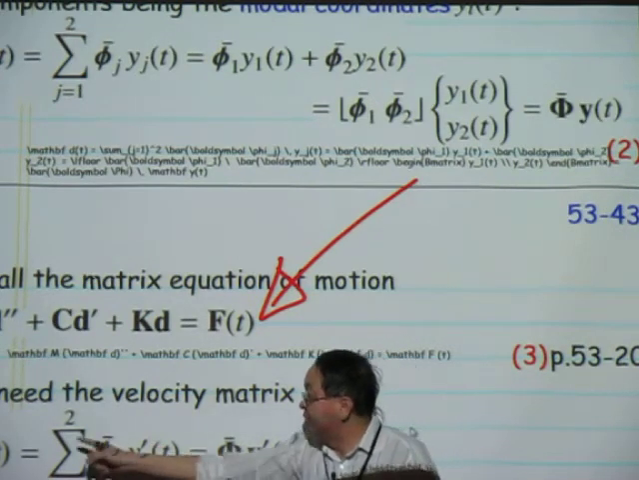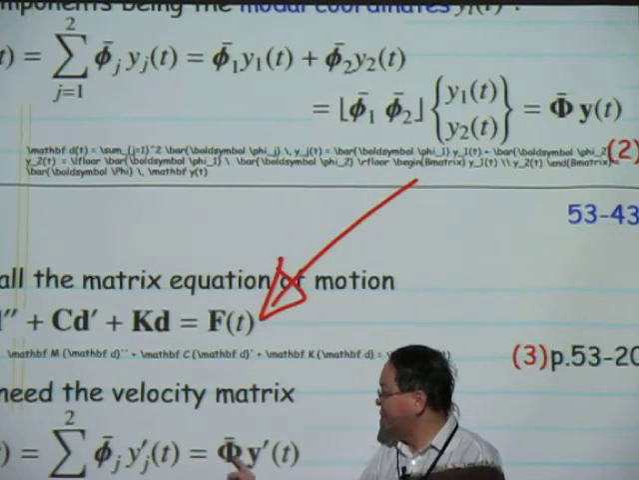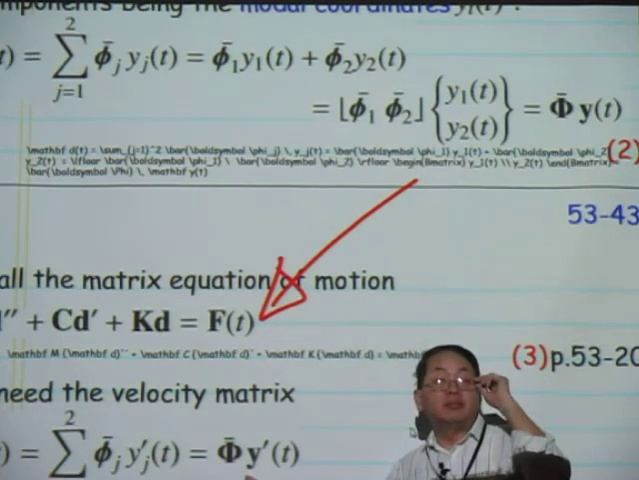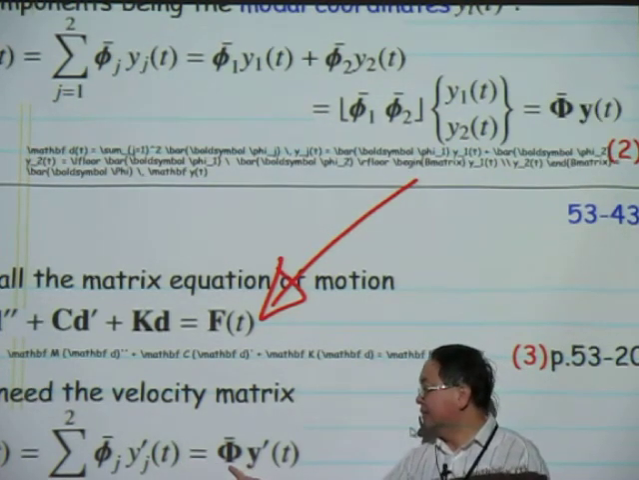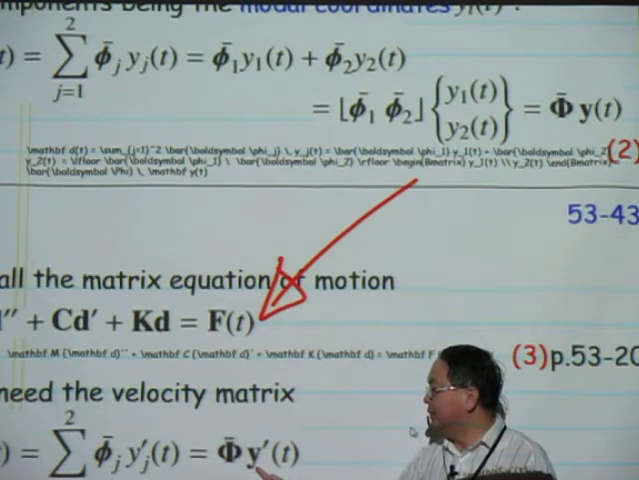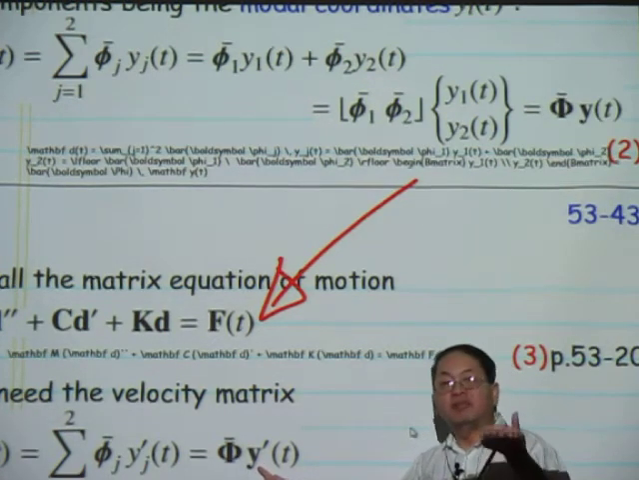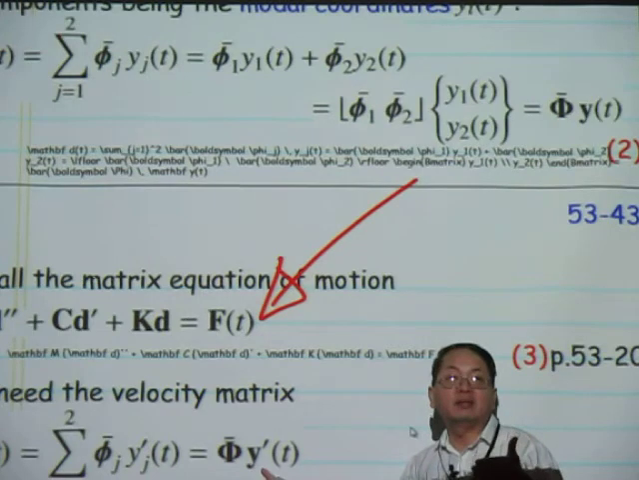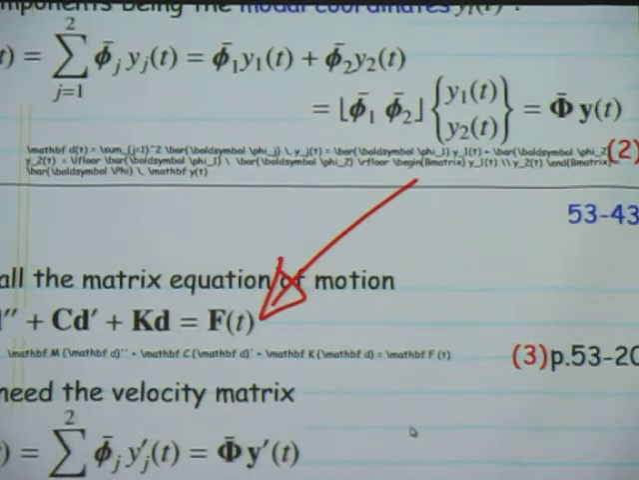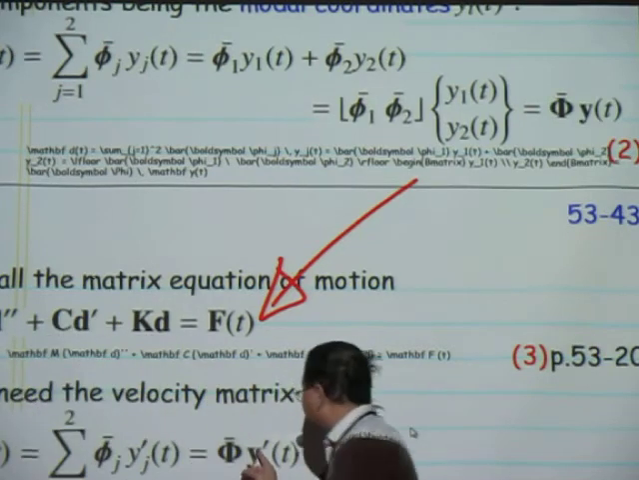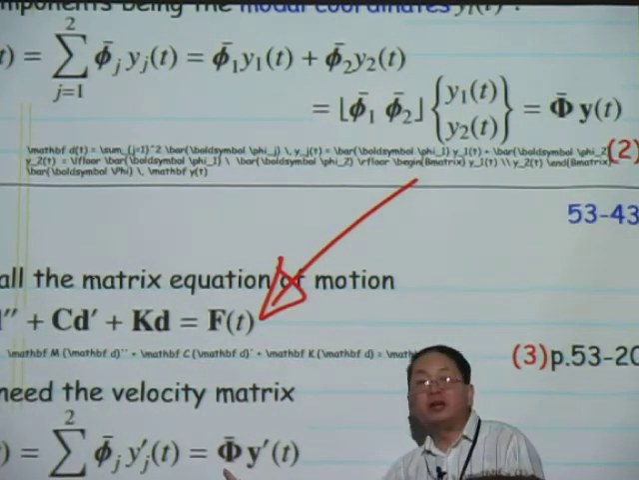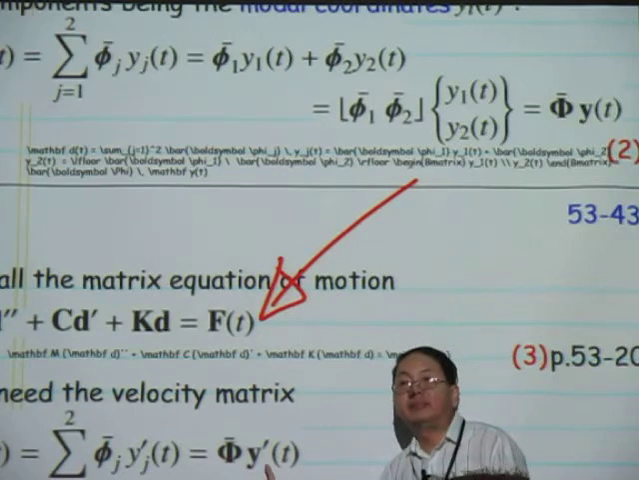Therefore, the derivative is only on the modal coordinates, and in compact matrix expression, that's the matrix capital phi bar times the matrix of the velocity of the modal coordinates, y prime. The velocity matrix is a column matrix. So this is 2 by 1. This is 2 by 2.